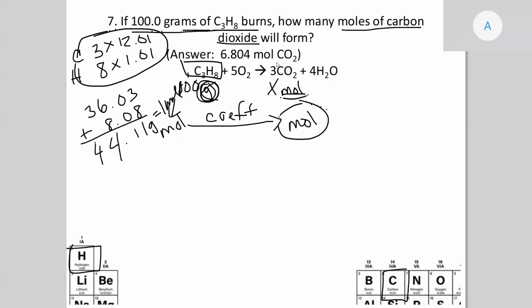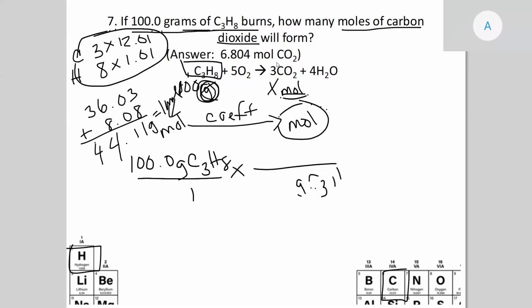What's the number that's going to go over 1? That's our very first fraction. 100.0 grams C3H8 over 1. Don't forget about your units. We have grams on top. What am I going to put on the bottom of the next line? Grams of C3H8. You're right about grams. So what number goes with grams on the bottom? 1 always goes with moles. This 44.11 will go with grams. That means that 1 goes on top.